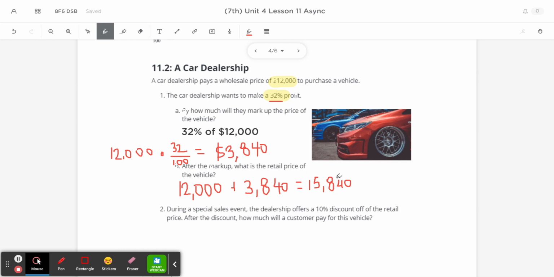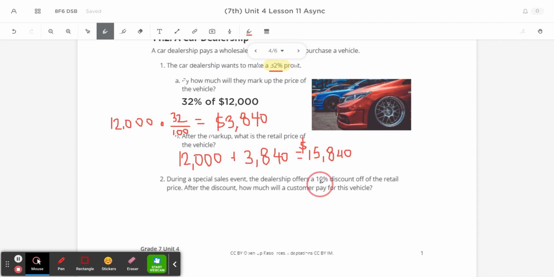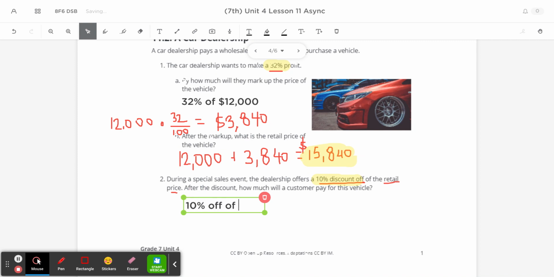Question 2 says, during a special sales event, the dealership offers a 10% discount off of the retail price. After the discount, how much will a customer pay? Well, you know the retail price is $15,840, and the discount is going to be 10%. So what this question is asking is, what is 10% off of $15,840?